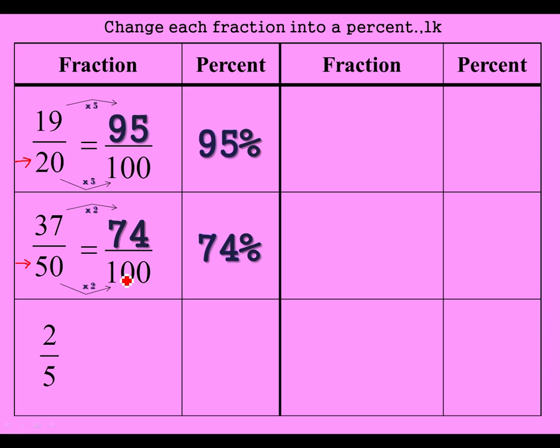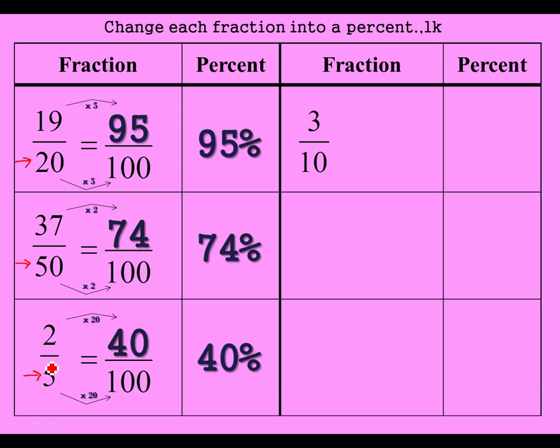All right, here's our next one, 2/5. Right, we have that convenient denominator of 5, and 5 goes into 100, so we can use 100. How many 5s are there in 100? Well, there's 20 nickels in a dollar, so 5 times 20 is 100, and then 2 times 20 is 40. There you go. So 40%. Believe it or not, 40% would be a good hitting percentage if you were a baseball player.